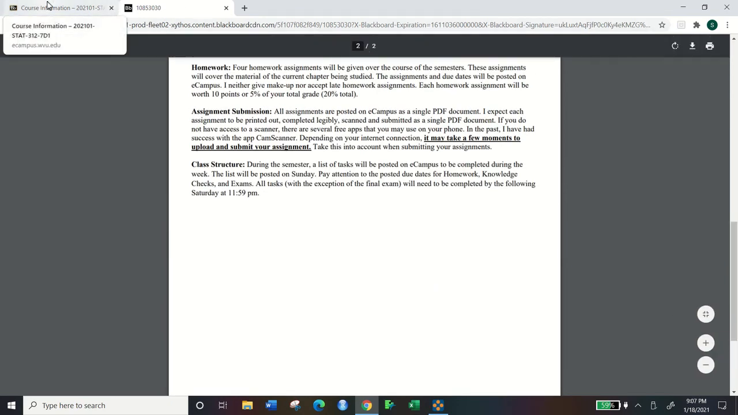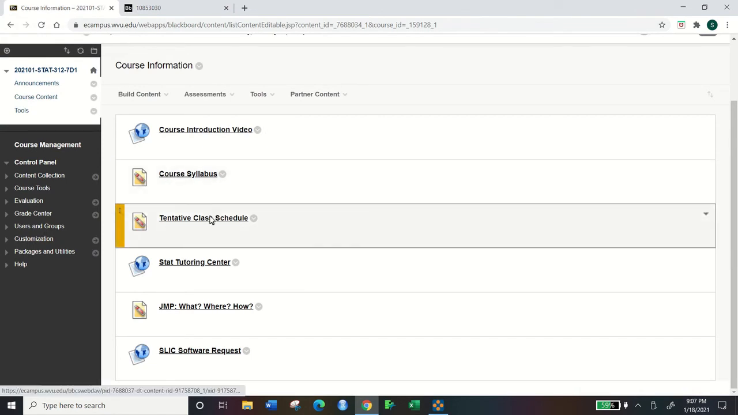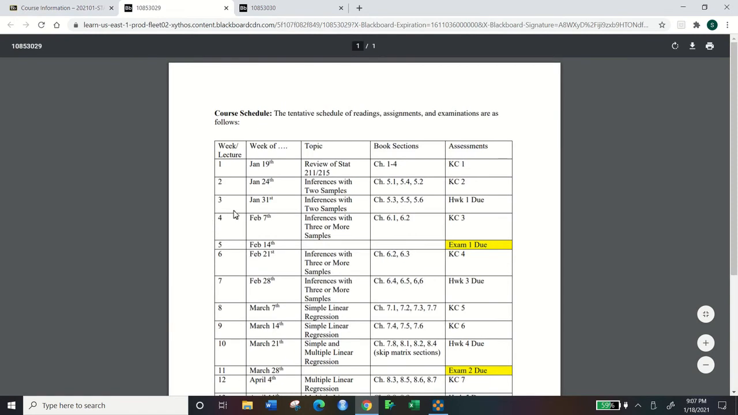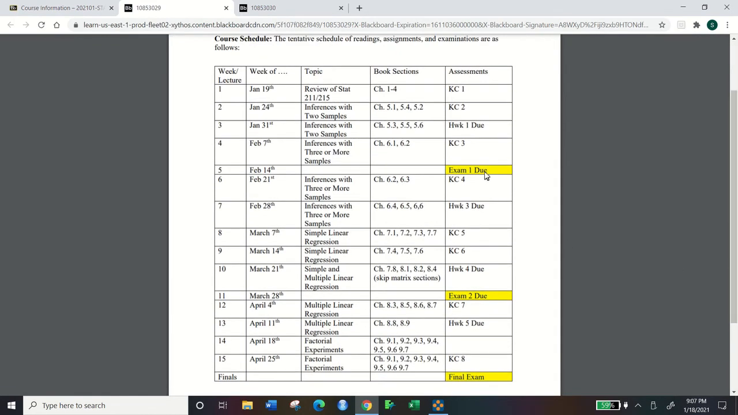Let's take a look back at some other relevant course information, starting with the class schedule. So as I said before, there are 3 exams. They are highlighted in yellow. Your first exam is on the week of February 14th. The second exam is during the week of March 28th, and your final exam is during finals week.